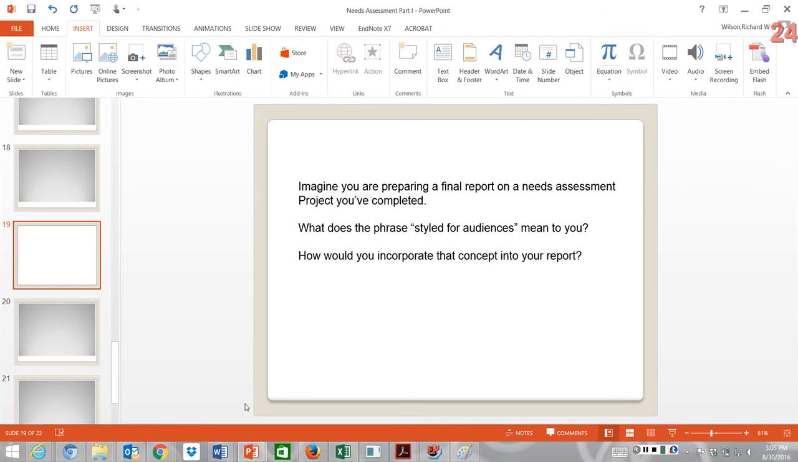It may also mean the kind of material. So if we're dealing with traditional middle-aged adults, maybe a printed document of some kind of report is totally useful and well received. For other audiences, they may be more interested in something along the lines of a blog or electronic document of some kind.